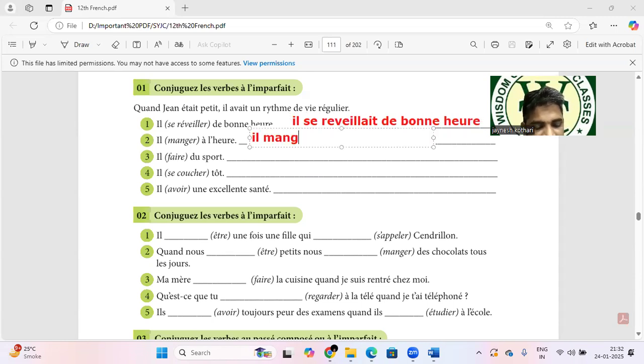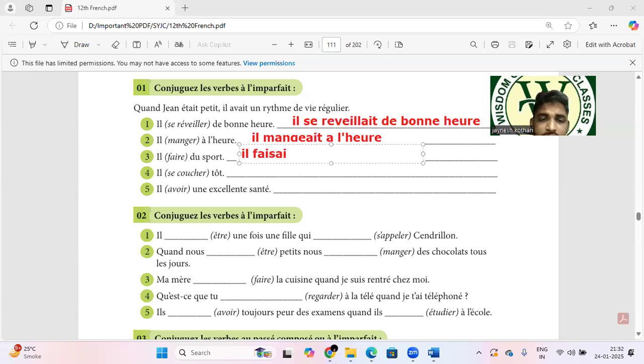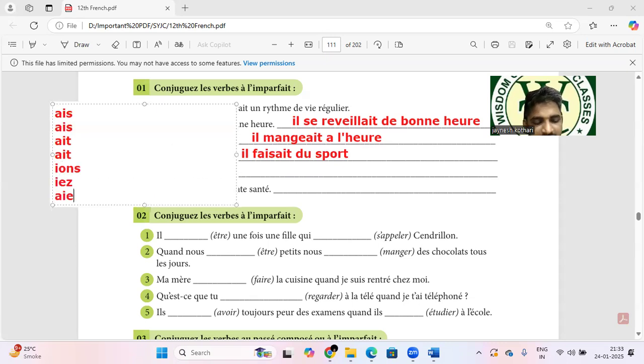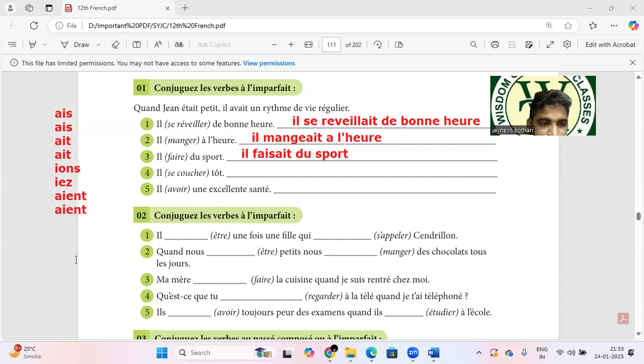Second, il mangeait. E-A-I-T will come over here, okay? Il mangeait, he used to eat on time. Il faisait. Students, what am I doing? First we do the nous form, and then the correct endings will come, okay? If you want, I can put the endings on screen. A-I-S, A-I-S, A-I-T, A-I-T, I-O-N-S, I-E-Z, A-I-E-N-T, A-I-E-N-T.